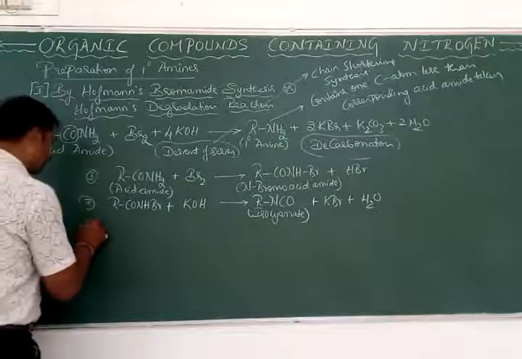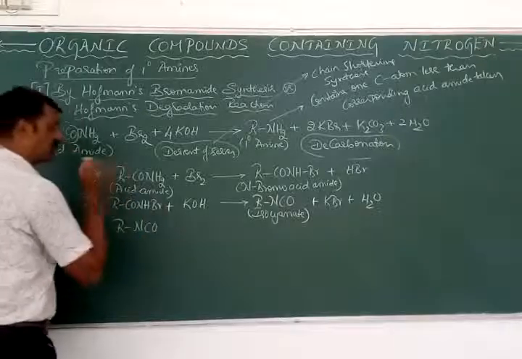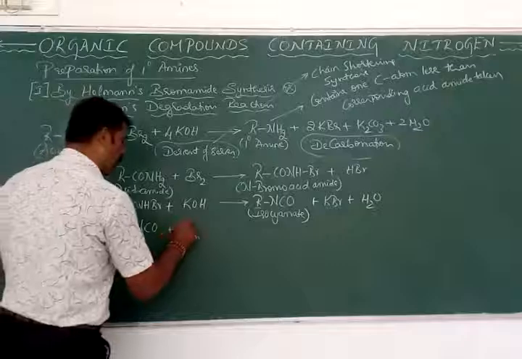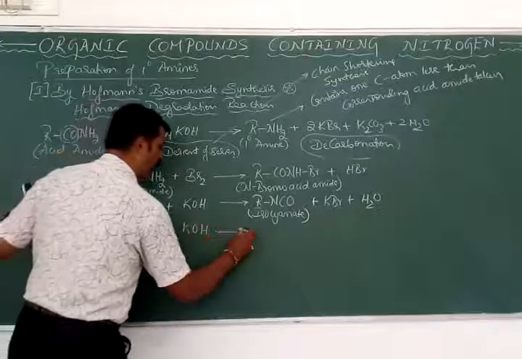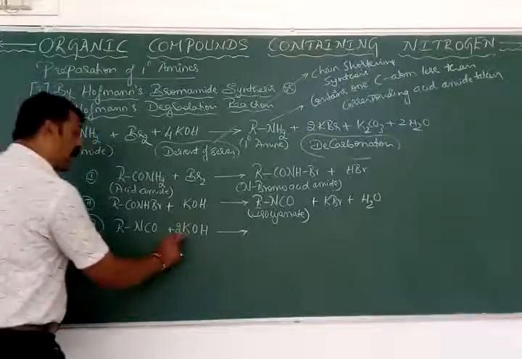The third step: this RNCO, called alkyl or aryl isocyanate, is made to react with excess of KOH. Excess of which one? KOH. Therefore, K2 first.